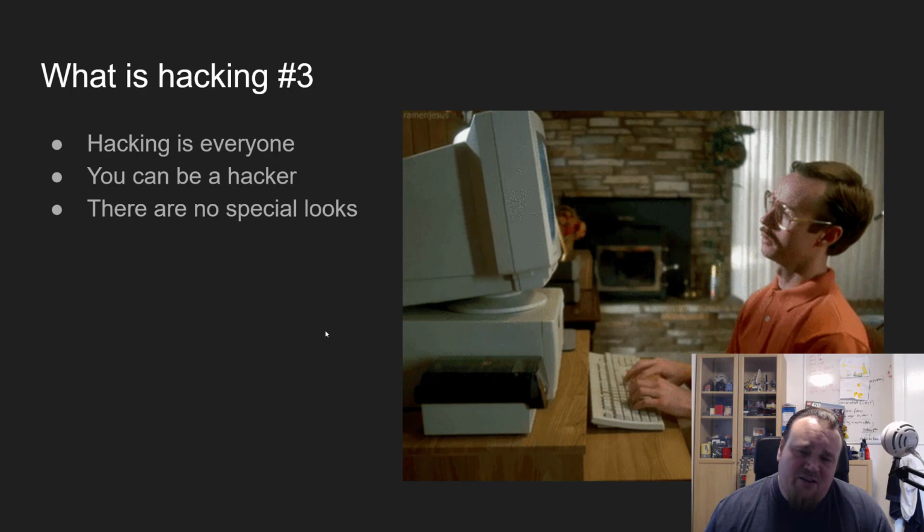I want to say hacking is for everyone. I think you can be a hacker. I think there's no special look a hacker could or should have. Anyone: the average person in the gym, the supermarket, the bookstore, the old guy, the young guy, anyone really. So I think hacking is for everyone, basically. Everyone should learn something these days about hacking.